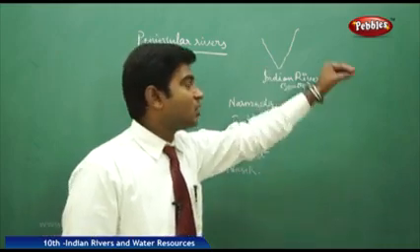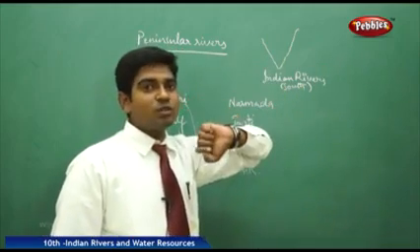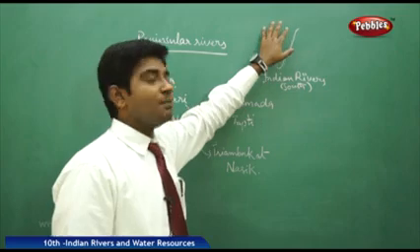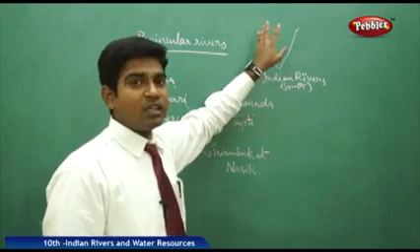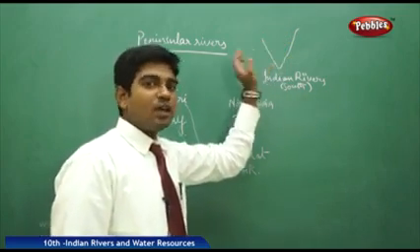starting from the Western Ghats flow towards the east and fall into the Bay of Bengal, except two rivers, Narmada and Tapti, which are in the upper part nearby Gujarat, the Satpura region. They flow westwards and fall into the Arabian Sea.